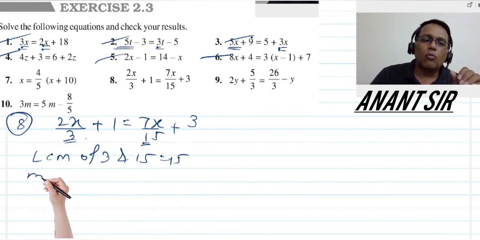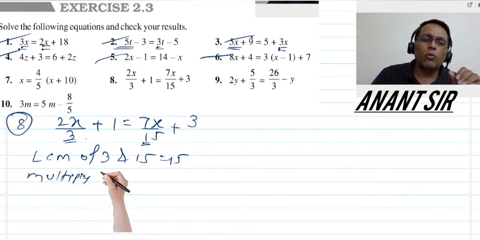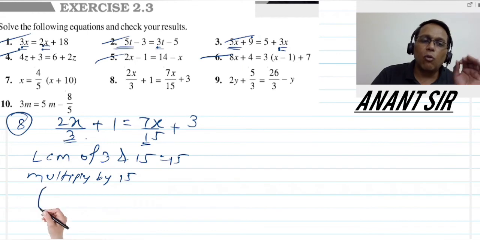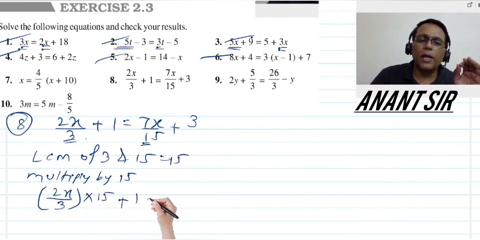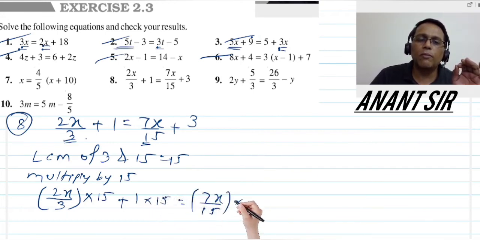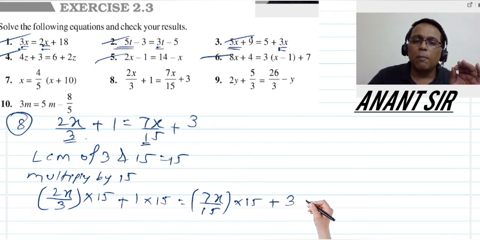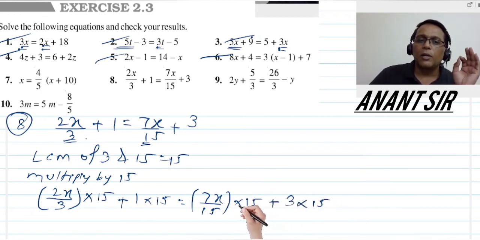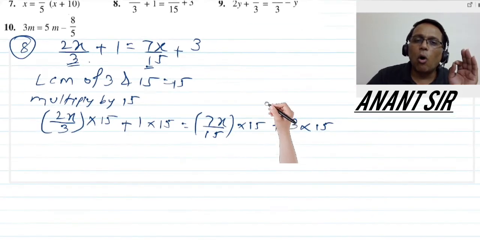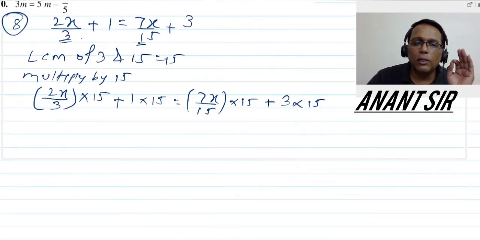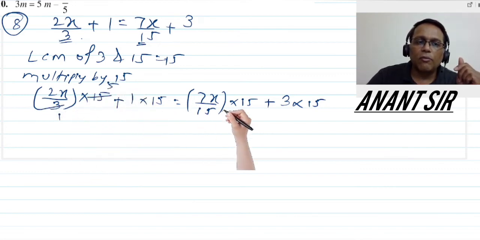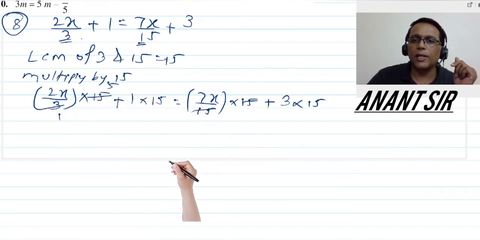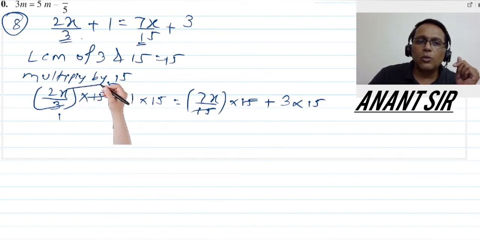So now what I am going to do is multiply the whole equation by 15. See, 2x/3 multiplied by 15 plus 1 multiplied by 15 is equal to 7x/15 multiplied by 15 plus 3 multiplied by 15. So I have multiplied all the terms by 15. Now what will the solution be? 3 ones are 3, 3 5s are 15, the 15 and 15 here get cancelled. Now what remains is 2x into 5 here, right?